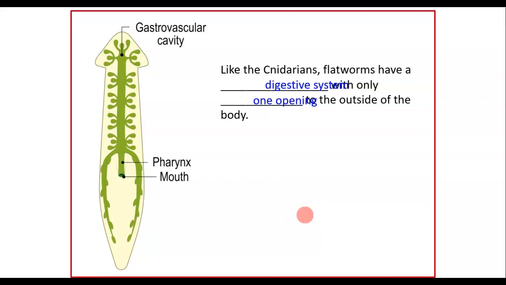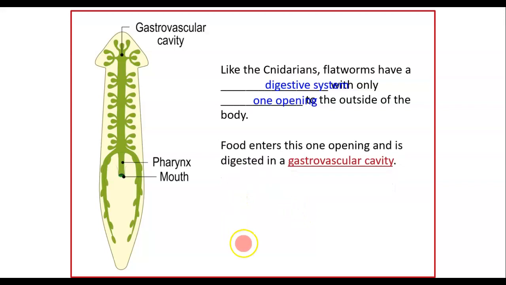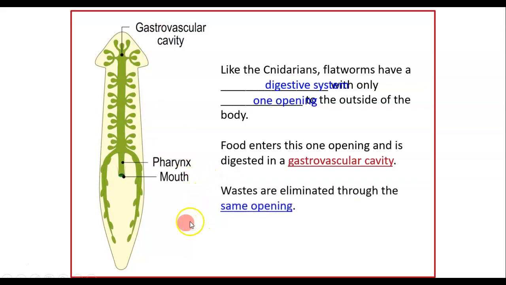They had one central opening surrounded by those tentacles, and that's where food would enter and that's where waste would exit. So food enters this one opening and is digested in the gastrovascular cavity, which is quite extensive in this animal. The video clip that you're going to watch on this animal at the end of this PowerPoint, it's a separate assignment, will go a little bit more specific into why their gastrovascular cavity is so impressive. They are eating machines. Now waste is eliminated through that same opening.